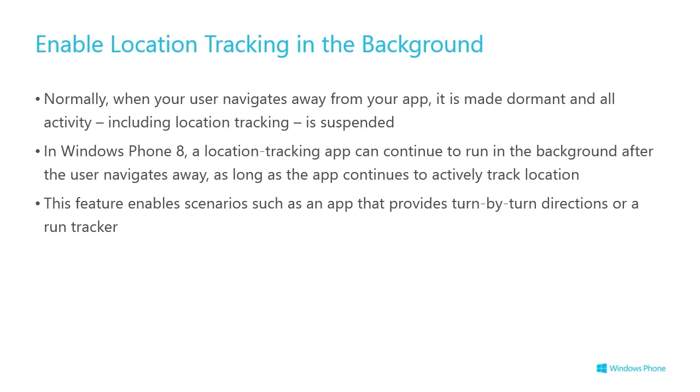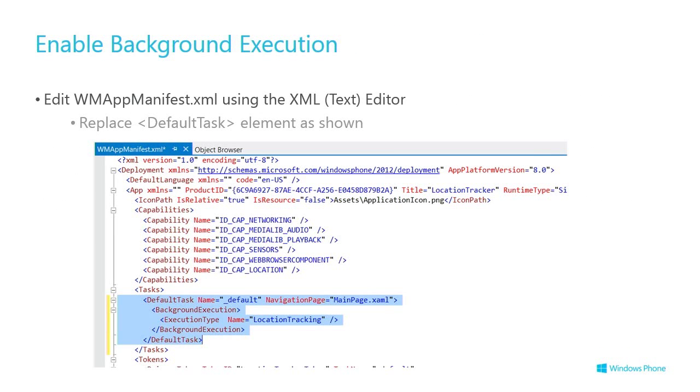Now, if you want to truly track location, even when the app loses focus, then you need to make use of this new background location tracking feature. And for that, you need to go in and edit the manifest again. The bit highlighted in blue there is what you need to change. The default task tag will be there already, but inside it you put this background execution, execution type, name equals location tracking. That location tracking is a kind of magic string. That's just what you put in. It's not the name of your app or anything. But that background execution is what enables continuous background location tracking.